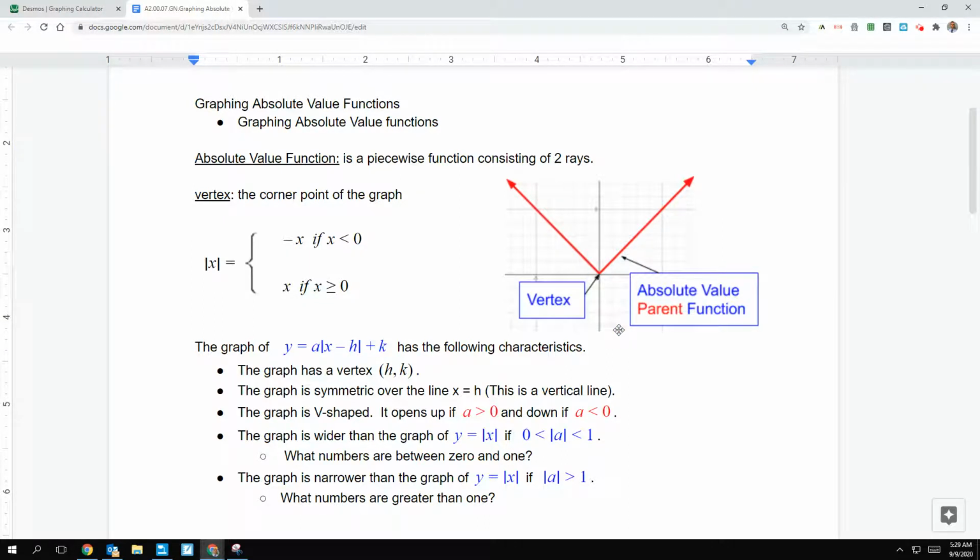The graph is V-shaped. It opens up if a is greater than 0. So right here, if the number multiplied by the absolute value is positive, then the graph opens up like this. If it is negative, so if a is less than 0, then it will open down in that direction.